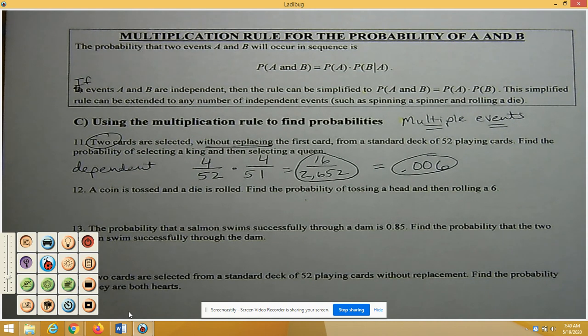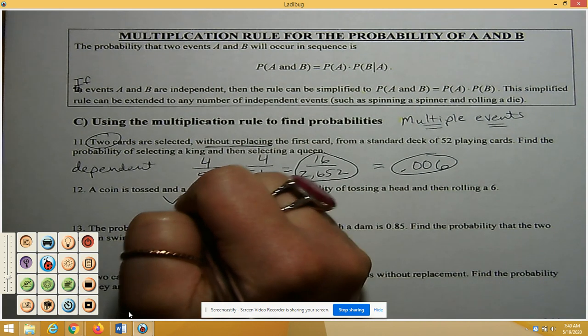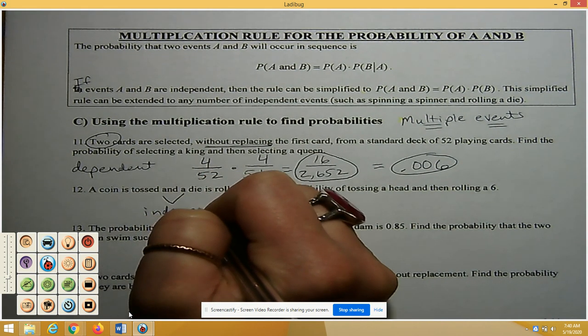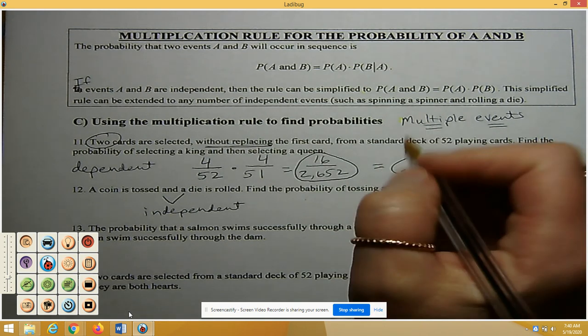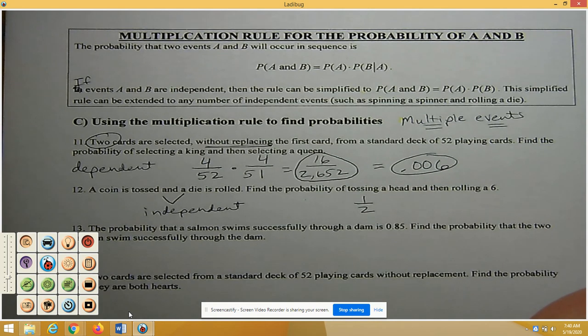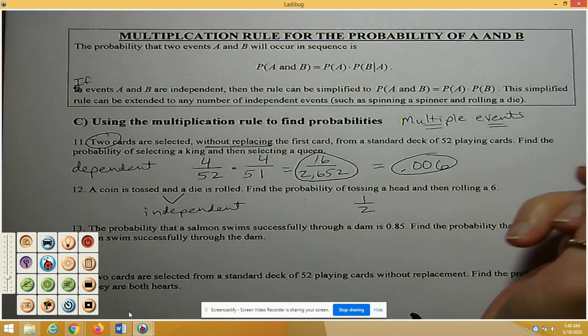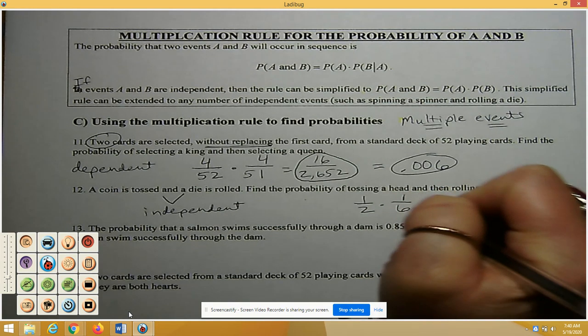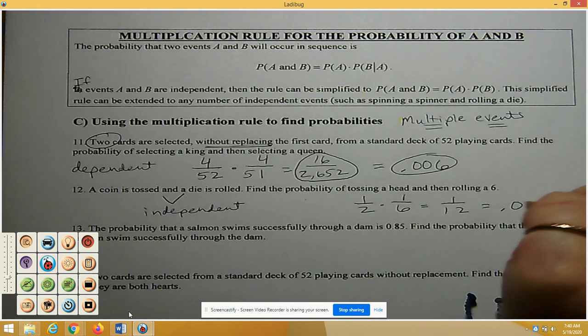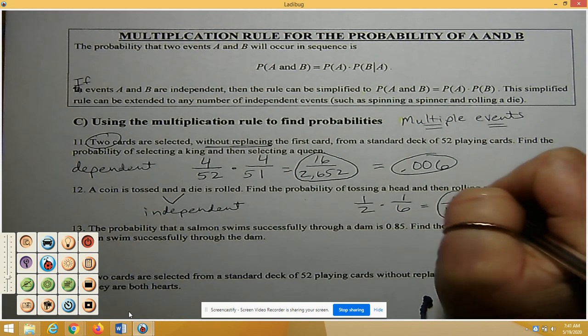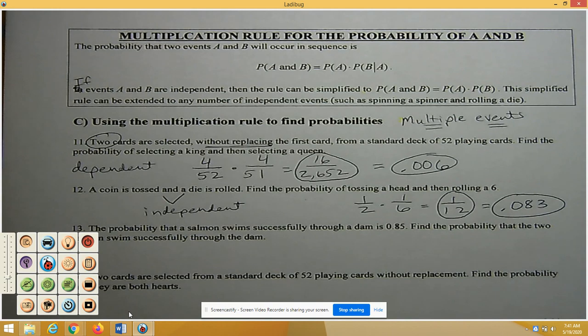Number 12, a coin is tossed and a die is rolled. These do not affect each other, so these are independent events. You know that right from the get-go because a coin is a coin, a die is a die. So what is the probability of tossing a head and then rolling a 6? Well, a coin has 2 sides, so probability of a head is 1/2. This is classical or theoretical probability. And then rolling a 6, well, that is 1 out of 6 sides of a standard die, so it's going to be 1 out of 12, which is 0.083. So as a fraction, you'd have 1/12. As a decimal, 0.083.